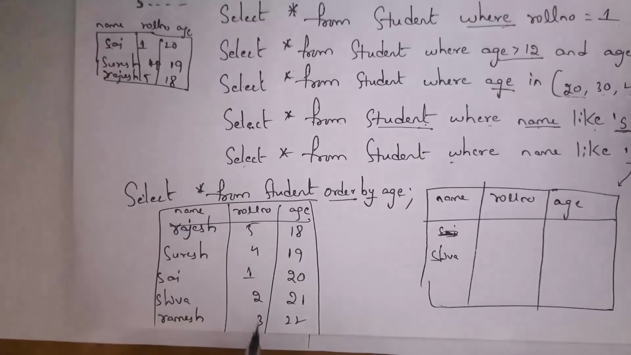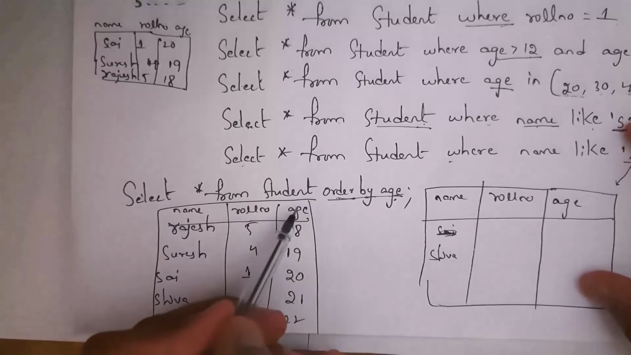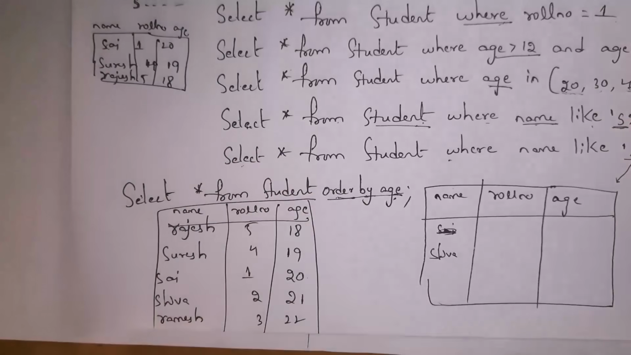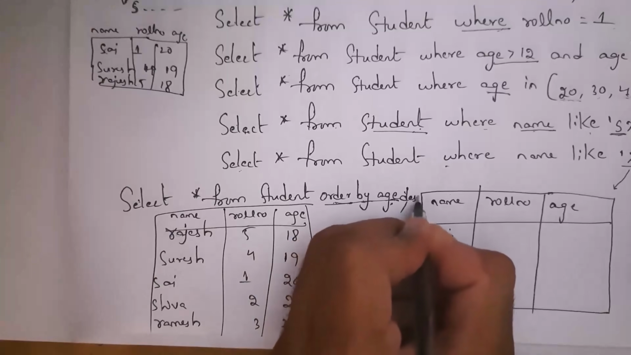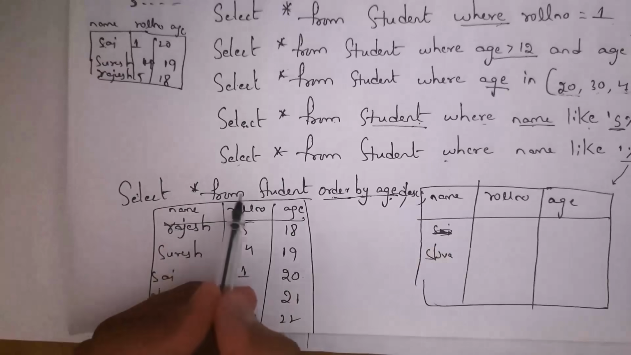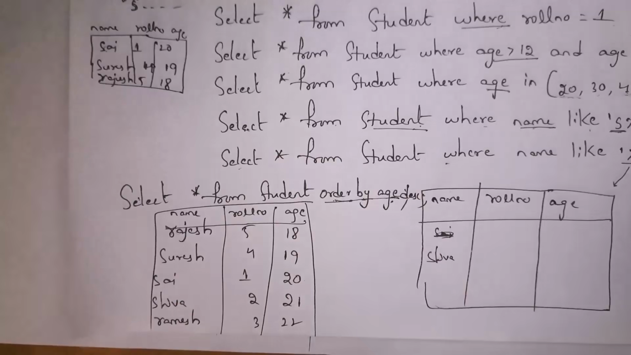This is my output. Whenever you write select star from student order by age, it will arrange the age column in ascending order. For example, if I want to arrange this age column in descending order, that is from big to small, just write select star from student order by age DESC, that is descending order. Give a semicolon and click enter. So it will display data in descending order according to age. This is all about the select command.